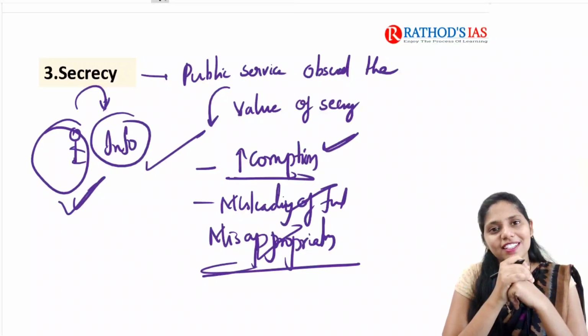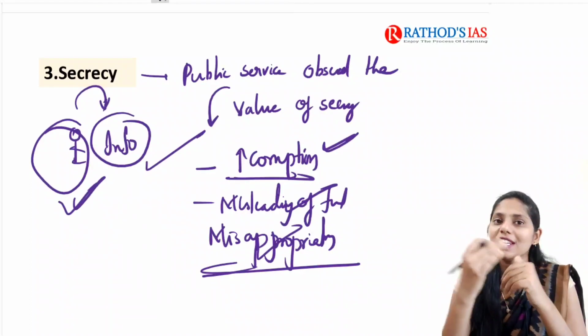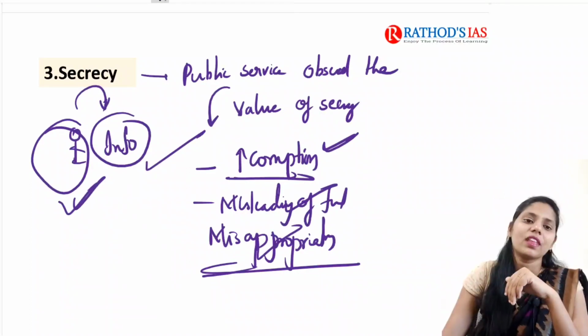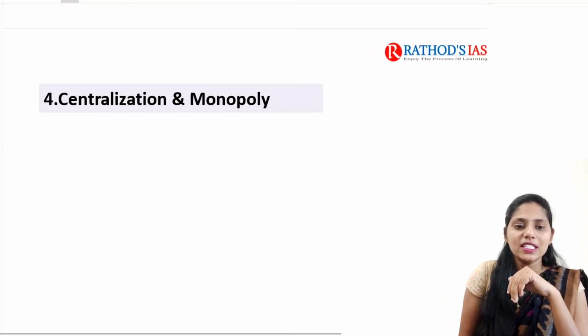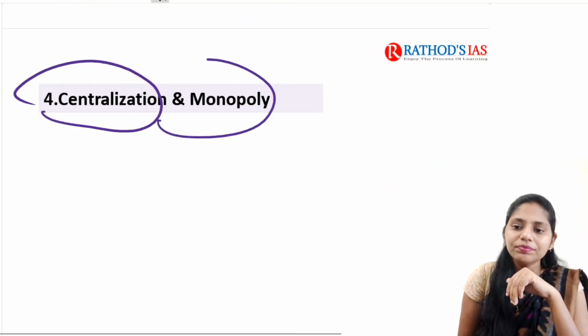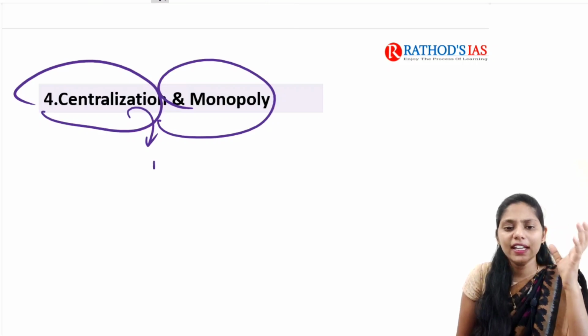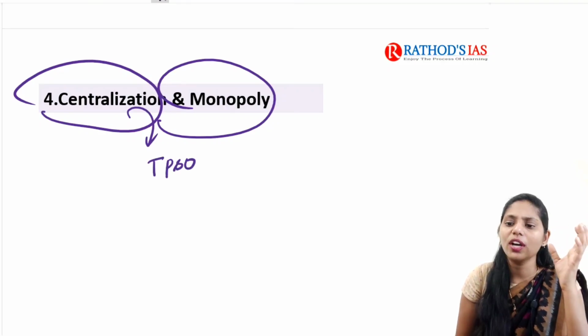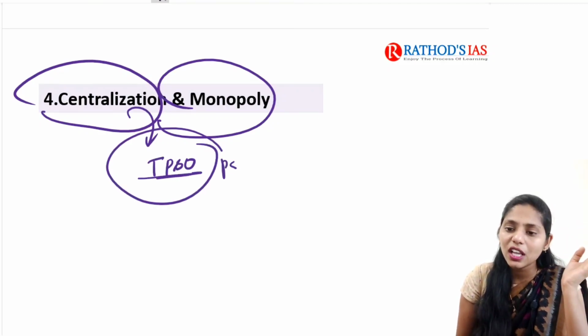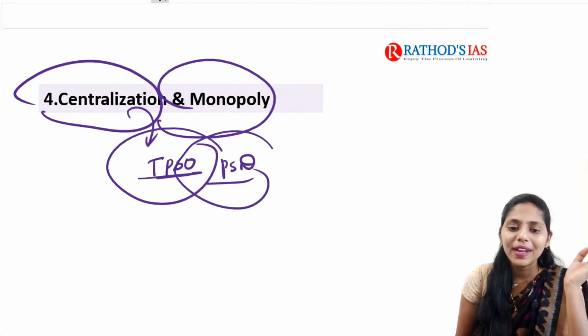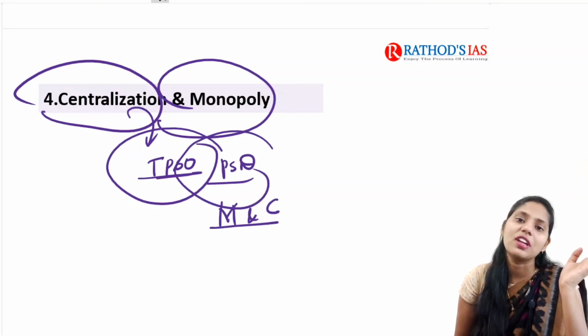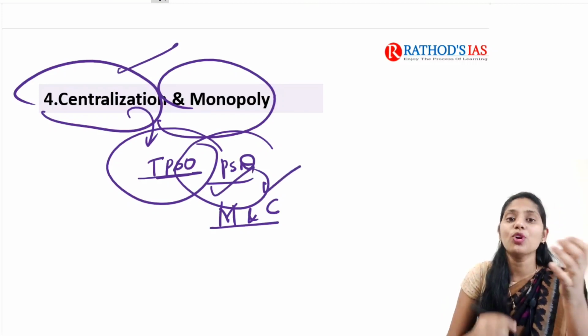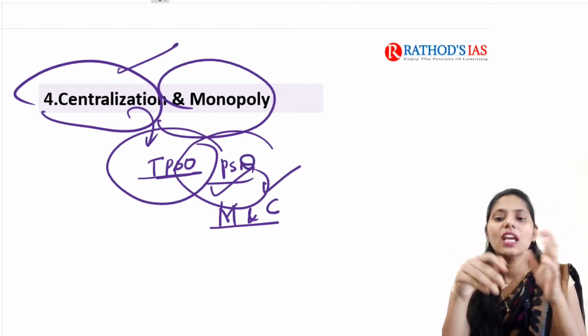So we need to thank this Right to Information Act that led to increasing transparency in the country. And next one here is centralization and monopoly. Earlier, in the traditional public service organization, public service delivery was mainly monopolistic as well as centralized.